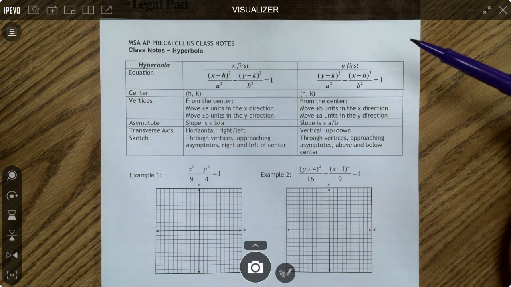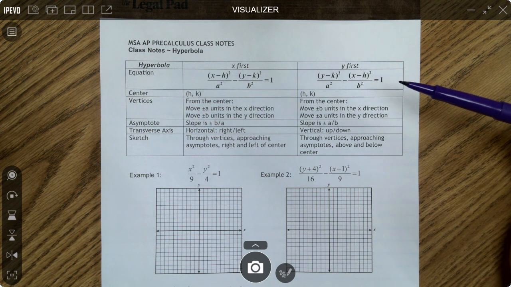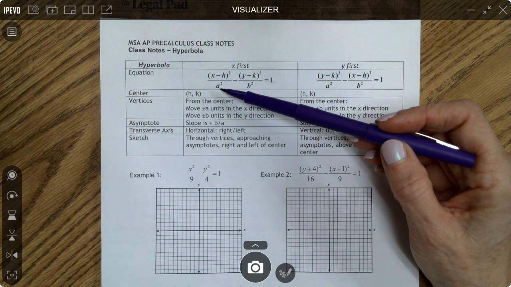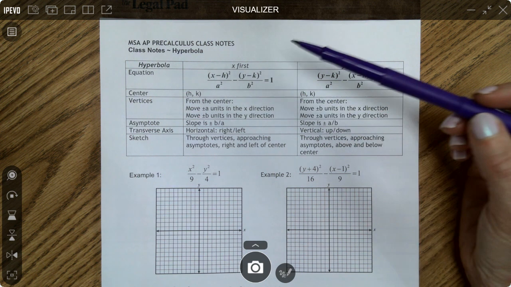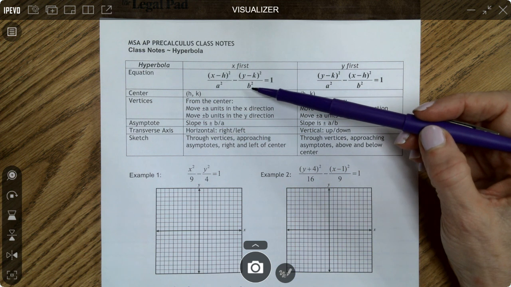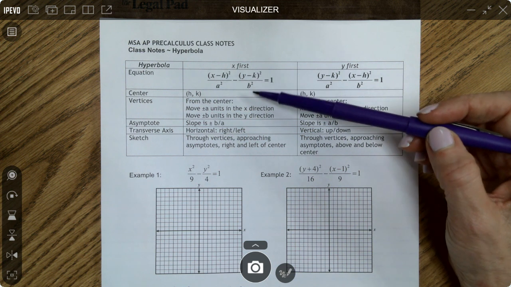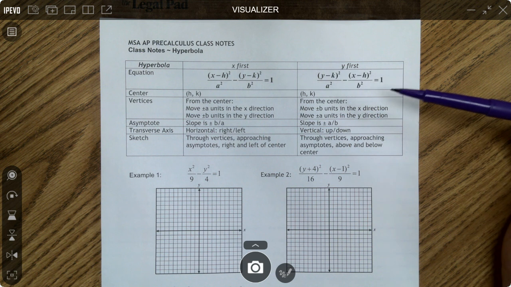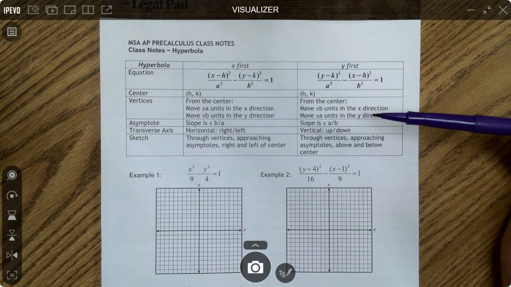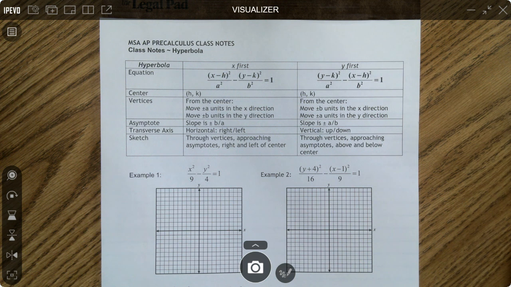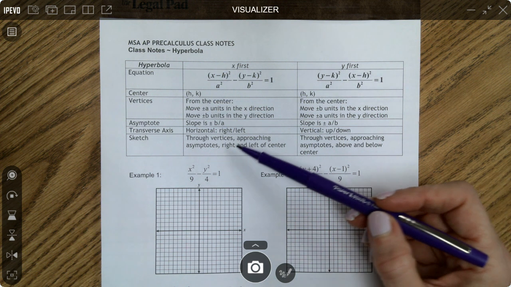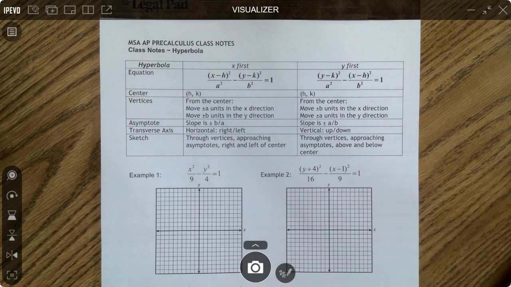Then we also have asymptotes with hyperbolas. So we still are going to move the square root of the denominator under x in the x direction from the center, and we're still going to move the square root of the denominator under y in the y direction from the center, regardless of the order. But to get the final result, we have to know if x came first or y came first, and that's going to determine if we sketch the vertices to the right and the left of the center or above and below the center. So let's take a look at a couple of examples.